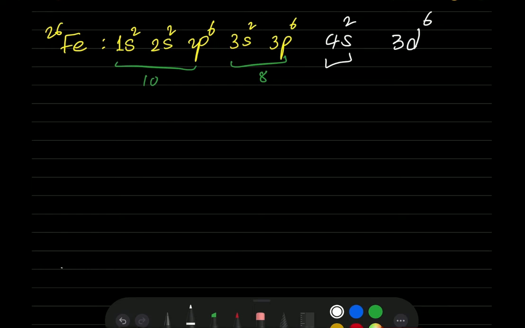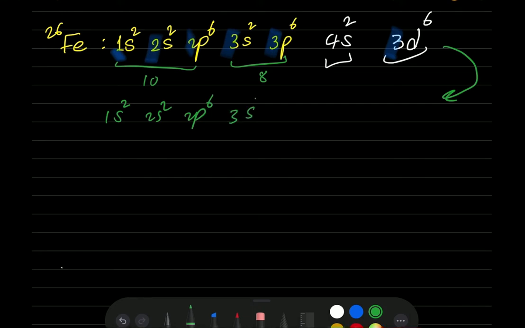But according to the rules, we have to keep the numbers in order. The 1s are together, the 2s must be together, the 3s must be together. So after writing this, you have to rewrite it again and put 1s2, 2s2, 2p6, 3s2, 3p6, then 3d6, and then 4s2. Keep in mind that, according to the order, you fill 4s first.